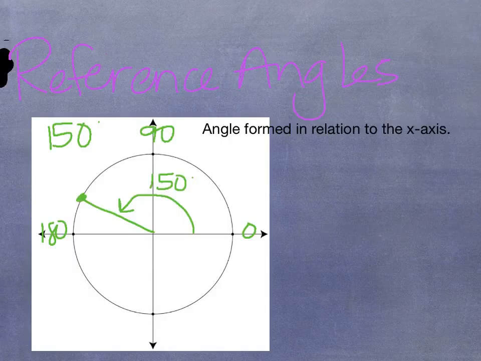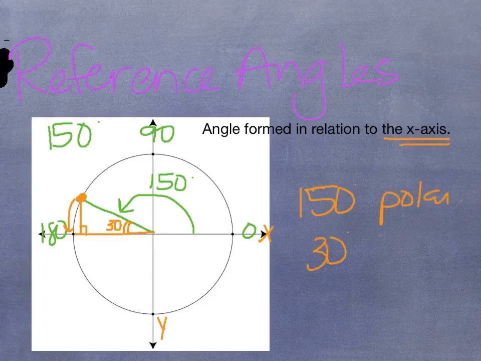So 150 degrees-ish. The reference angle is the angle in relation to the x-axis. Remember, this is your x, up and down is your y. So you always start with your polar angle, in this case 150. Drop a line straight down so you get a right angle, and then that angle measure in there will be our reference angle. In this case, it's 30 degrees, because to this point is 150, and you're asking yourself how much to get back down to the 180. So a 150 degree polar angle gives a reference angle of 30 degrees.